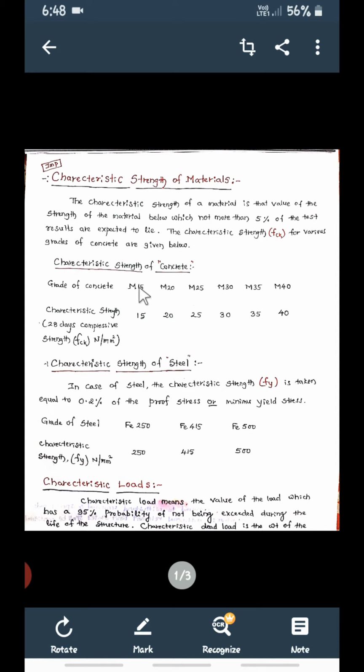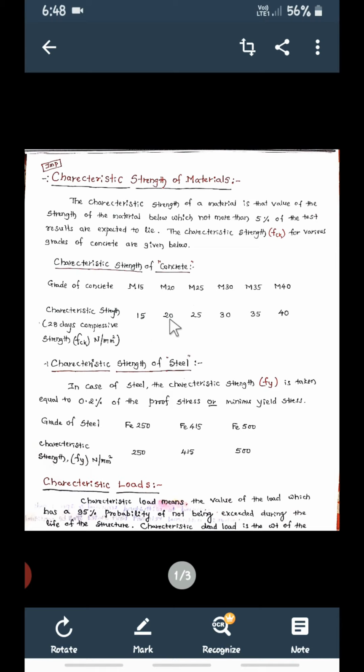For M15, the minimum is 15 Newton per mm square. If it gives a higher value, yes, it is good. But for M15, it should not give less than 15 after 28 days of curing. So for M15, the minimum characteristic compressive strength after 28 days is 15.